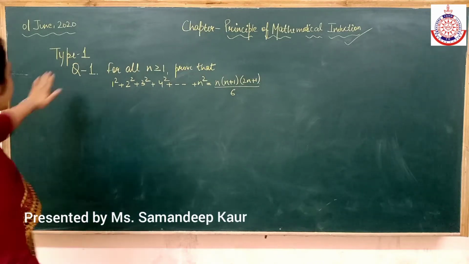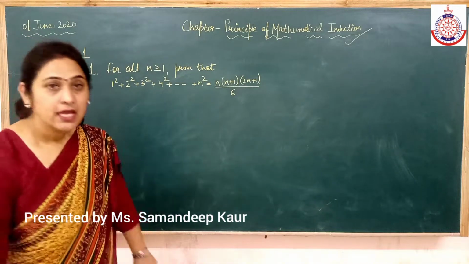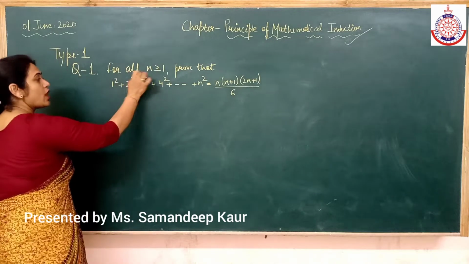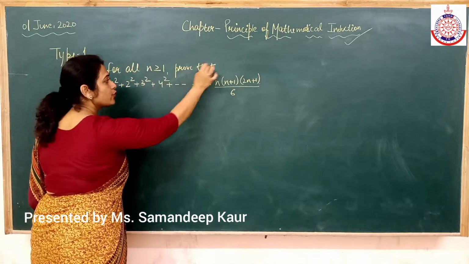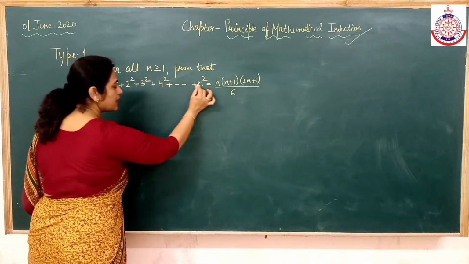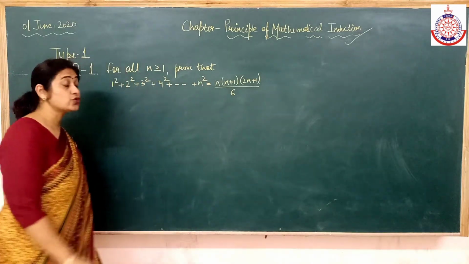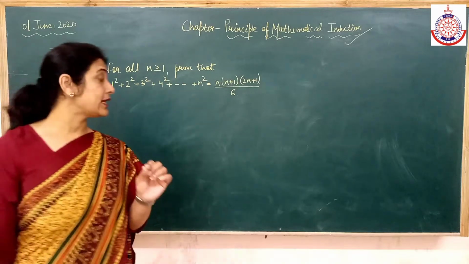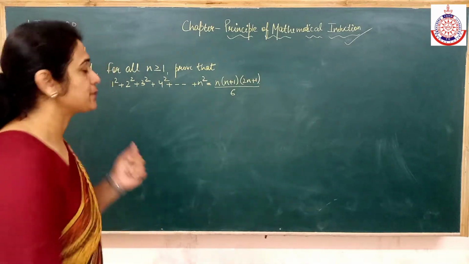Let's start with type 1 questions. I have to prove that for all n greater than or equal to 1, 1 square plus 2 square plus 3 square plus 4 square up to n square is equal to n into (n plus 1) into (2n plus 1) by 6. Alright.